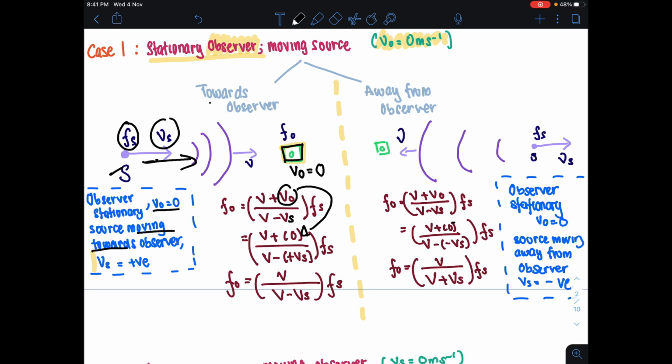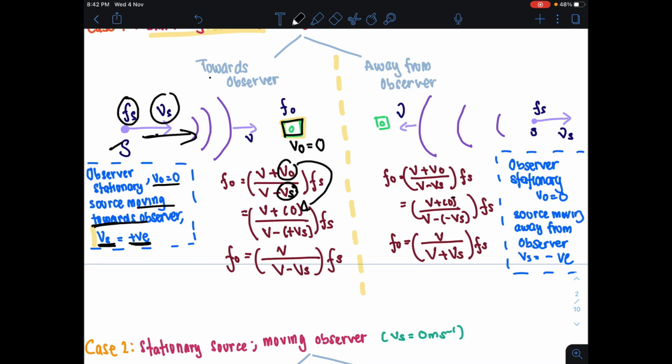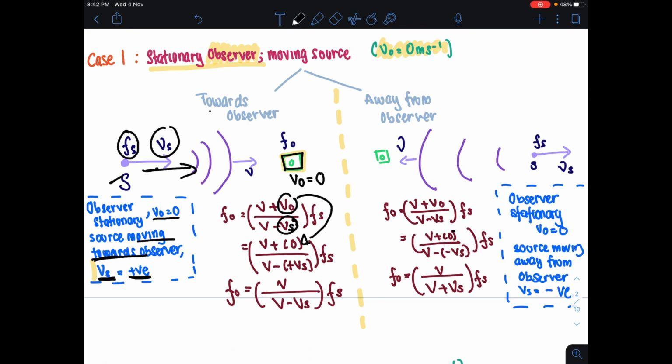And then dia kata source is moving towards. Moving towards maksudnya positif. Siapa yang positif? VS positif. So dekat tempat VS, kita akan substitute positif VS, whatever value yang dia bagilah. Alright. And then awak akan simplify equation awak. Awak akan dapat F0 sama dengan V, which is a constant, divided by V minus the speed of the source, multiply with the frequency of the source, yang frekuensi asal. Ini case pertama with the source moving towards the observer.